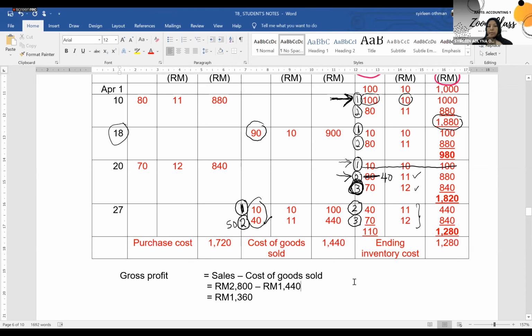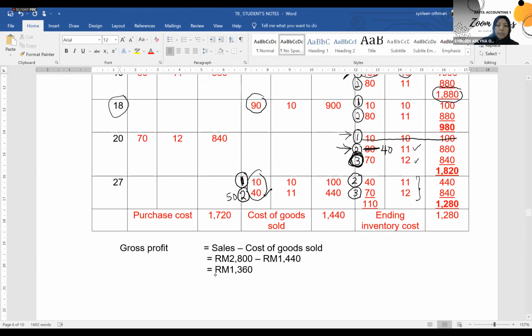Okay? So bolehlah kira gross. So macam mana madam kira gross? Sama juga. So, sales ni is taken from, sebab kita tahu harga jual kita RM20 kan? Dan kita jual 140 unit. So, 140 unit darab RM20, you akan dapat 2,840. And this amount here is taken from your table. Okay, 1,440 ni ambil dari table. So, kita terus dapat gross profit 1,360.